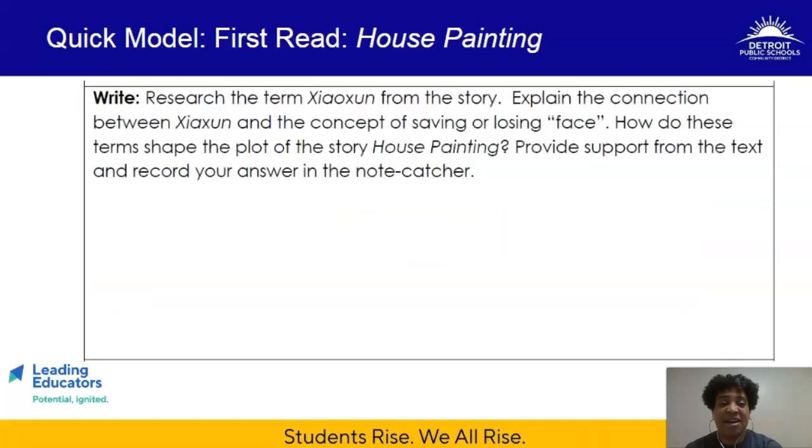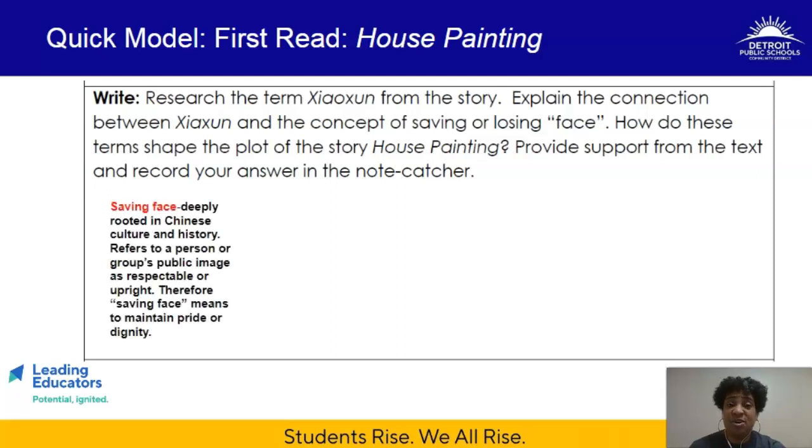All right, welcome back, folks. Hopefully you enjoyed the resolution to that story, and we're going to talk through what you're focusing on for the right section today. So today you're supposed to research the term Xiaoxun from the story, and you already have the definition of that provided for you in the text, and you saw that in your annotation. Your job is to explain the connection between Xiaoxun and the concept of saving or losing face, which we've also discussed, and how the two shape the plot of the story House Painting.